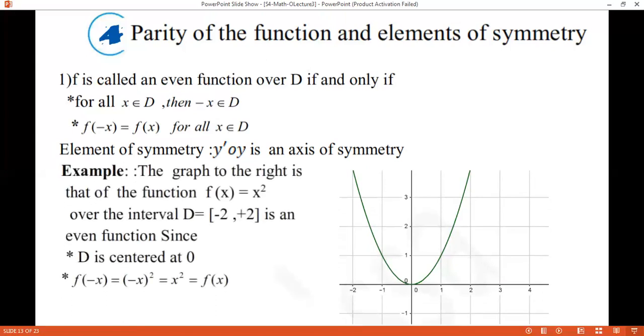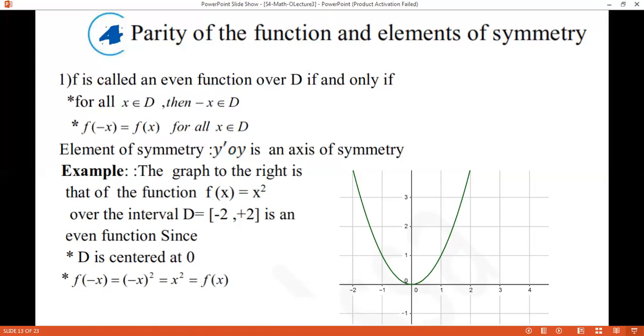The graph to the right is f of x equals x squared. I'm going to replace x by minus x. Minus x to the power 2 is the same as x to the power 2. So when we replace x by minus x, I got the same function. So we can say that this function is even and it has the y-axis as an axis of symmetry. You can see that the y-axis is exactly in the middle of the function, so everything to the left is symmetrical to everything to the right.